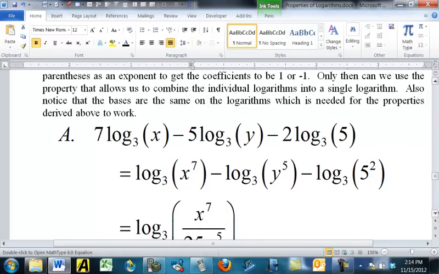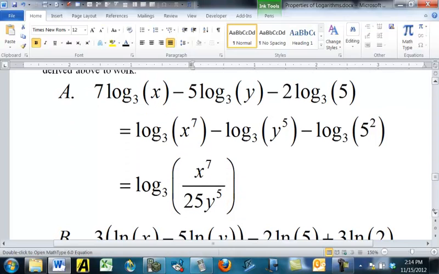Now, we can combine these properties to do something like this: 7 log base 3 of x minus 5 log base 3 of y minus 2 log base 3 of 5. We'd like to combine these into one single logarithm. Well, we can't do it yet because the coefficients need to be 1 or negative 1. The bases all have to be the same as well, which we do have, but we don't have coefficients 1 or negative 1. So we first have to take care of that by bringing them inside the parentheses where they become exponents.